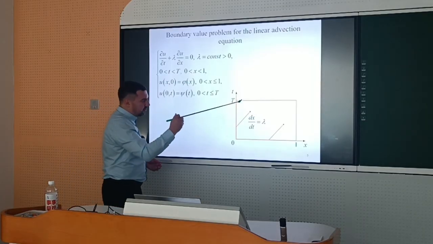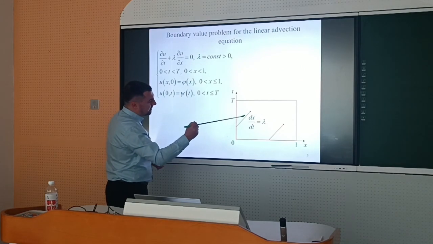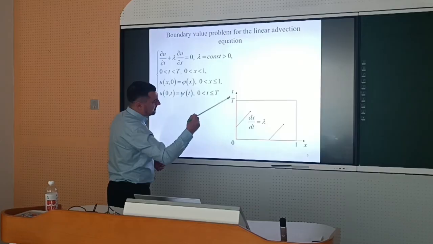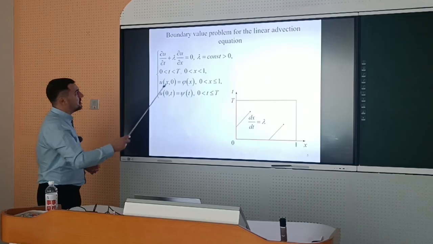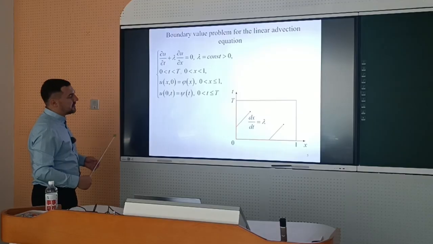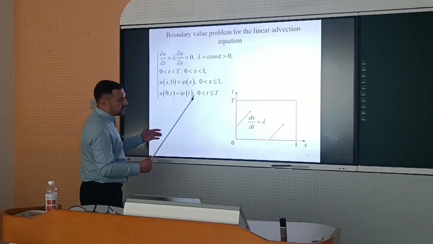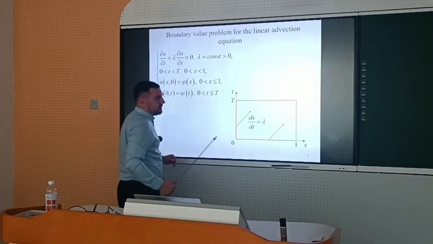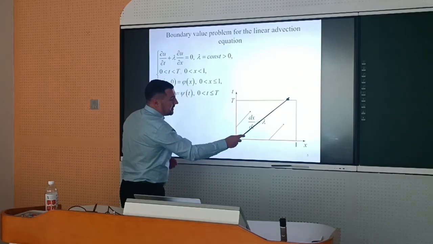But at the same time, consider this point, and also emit the characteristic line, and it will intersect not the x-axis but the t-axis here. So it means that if we solve the linear advection equation with lambda equals constant greater than 0, we need also to impose the boundary condition at the left boundary, because the solution is the propagation of this profile to the positive direction of the x-axis. And at the same time, we do not need the boundary condition here at all.